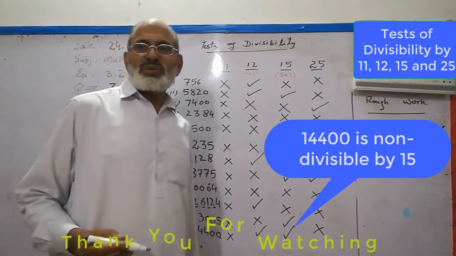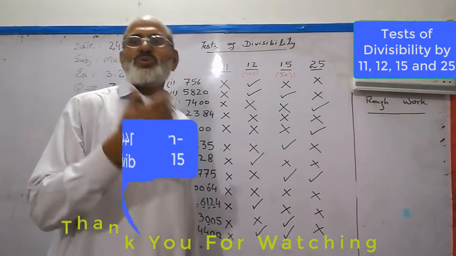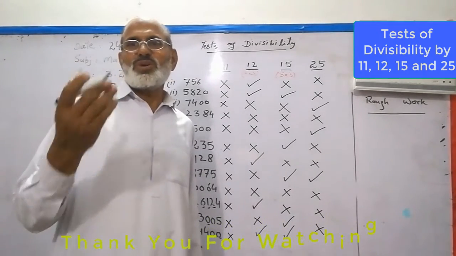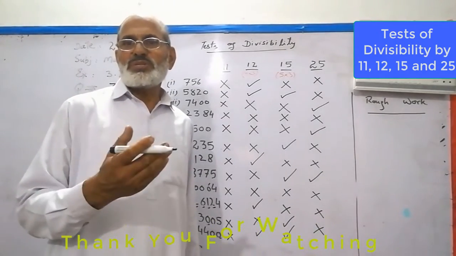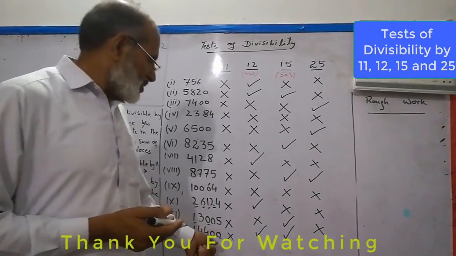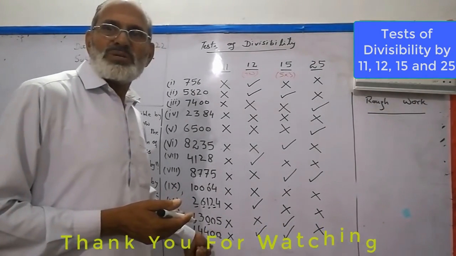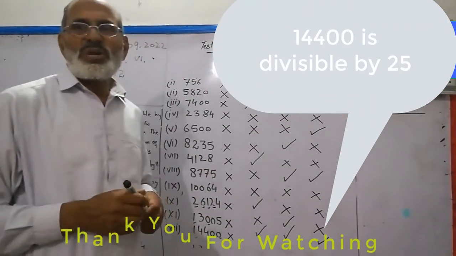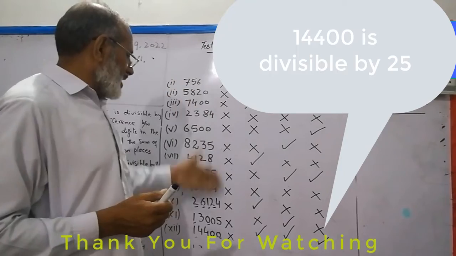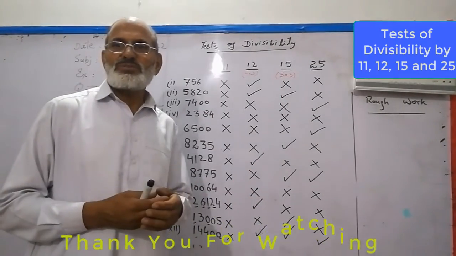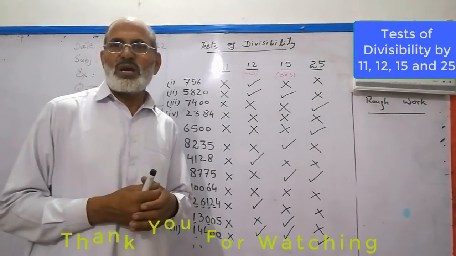And for 25, if there are 2 zeros at the last, if there is 0 at unit place, if there is 0 at ten place, that value is divisible by 25. And this condition is met here. Here is 0 at the unit place, 0 at the ten place. This value is again divisible by 25. Now you can see none of the values here is divisible by 11. Why? Because the two conditions which are required are not met.